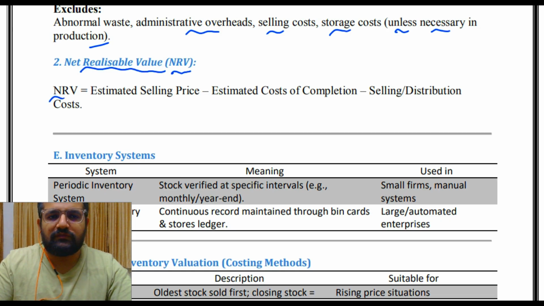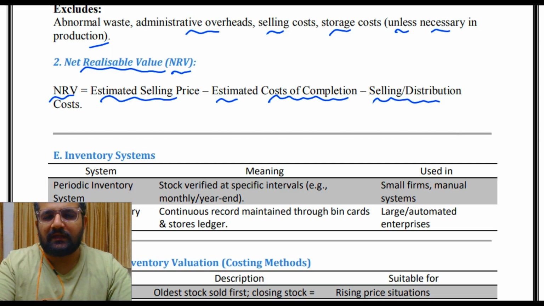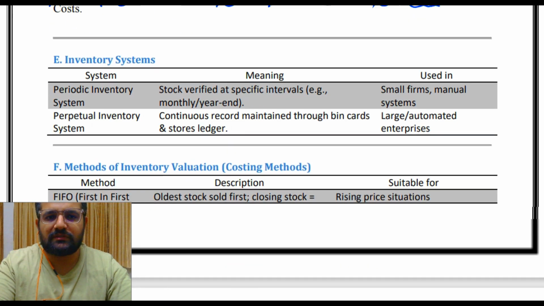Then net realizable value, that is your NRV. So what is the formula for NRV? Estimated selling price minus estimated cost of completion minus selling or distribution cost. Okay, that is the formula: estimated selling price minus estimated cost of completion minus selling or distribution cost.